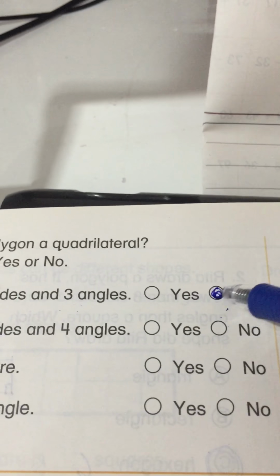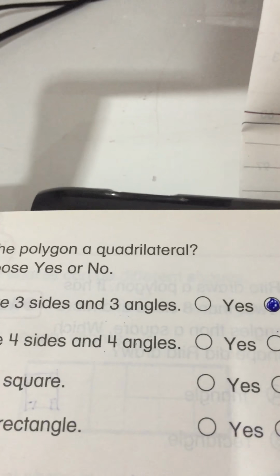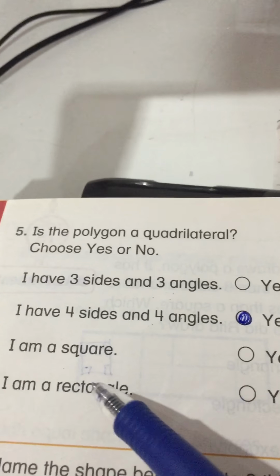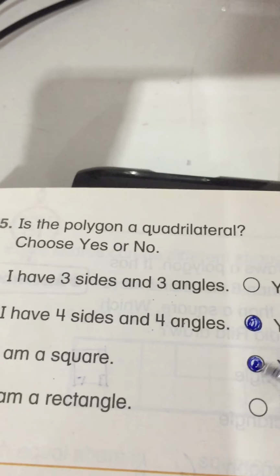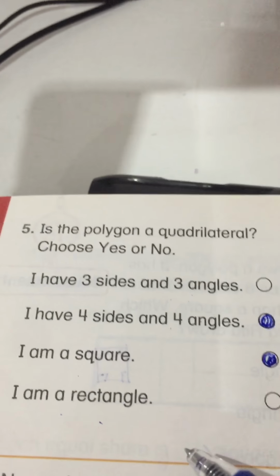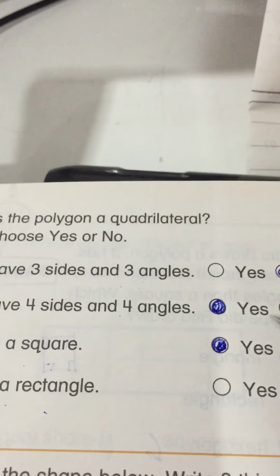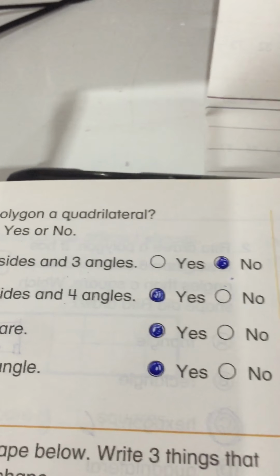We will circle no. So I have 4 sides and 4 angles. Yes, we all know the quadrilateral has 4 sides and 4 angles. Then I can say yes. And I am a square. Yes, sometimes the quadrilateral is a square, so I can say yes. And I am a rectangle. Yes, a rectangle also has 4 sides and 4 angles, so it could be a quadrilateral. So I can circle yes.